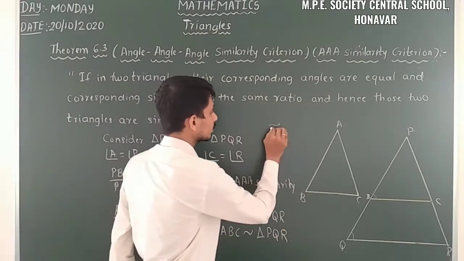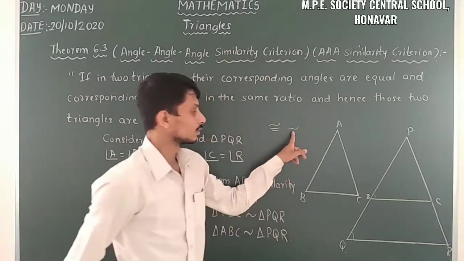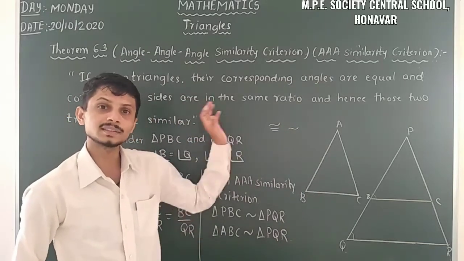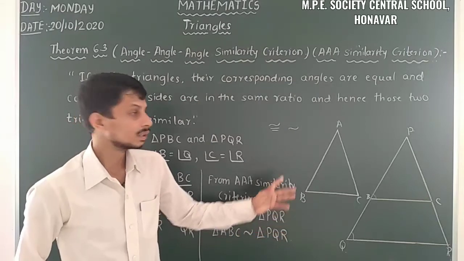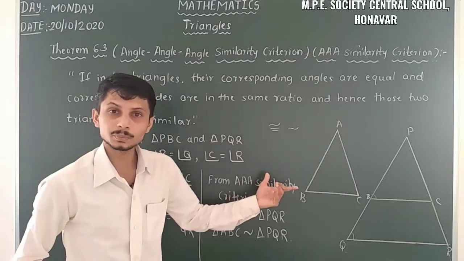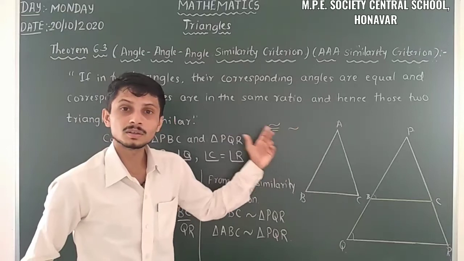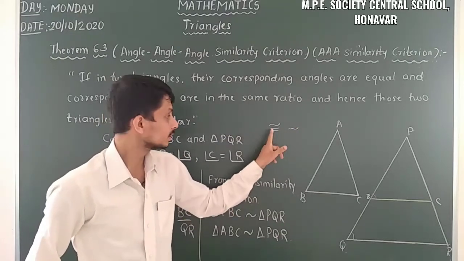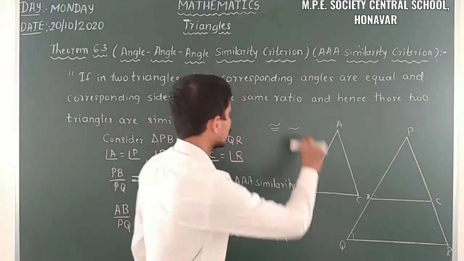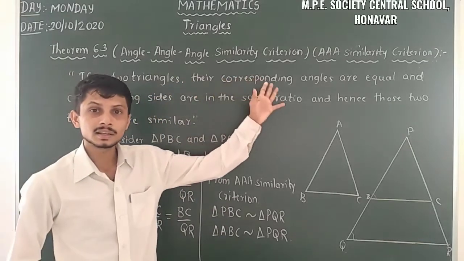Here we know that this one is the symbol for congruency and this one is the symbol for similarity. Congruency means all the sides and angles have the same measurements. In this case only the measurements of the angles are the same, but the corresponding sides are proportional. So don't confuse those two symbols. One is for congruency, the other is for similarity. So you have to be aware of those two symbols. So here we have the AAA similarity criterion.